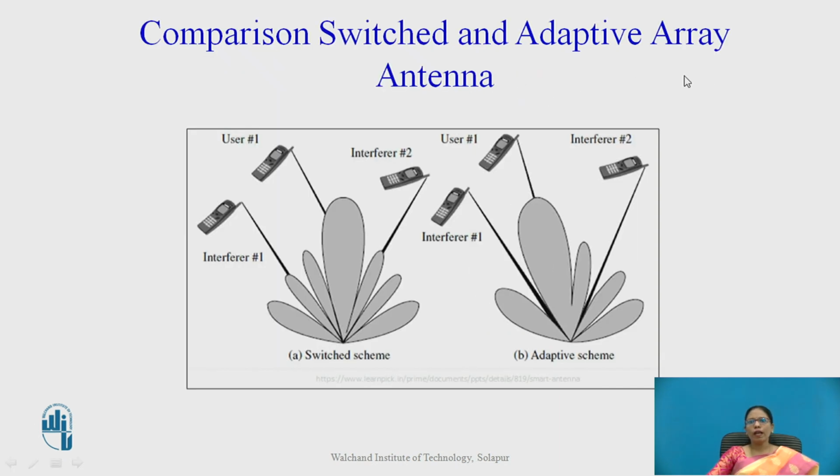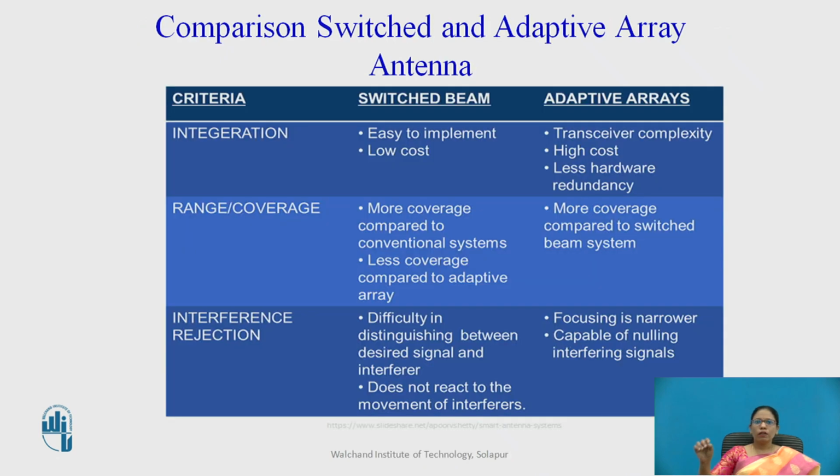Comparison between the switched and the adaptive array antenna: you can see here, the switched beam array antenna will give the maximum gain for the desired user. For interfering users, there are minor lobes. But in the case of the adaptive scheme, for the desired user, the maximum gain is there, but at the same time, for interfering users, there is a null. That is the adaptive scheme, so it is adapting in that way. So this is the difference between the switched antenna and the adaptive array antenna.